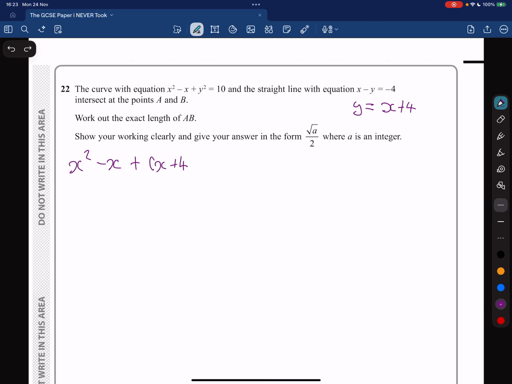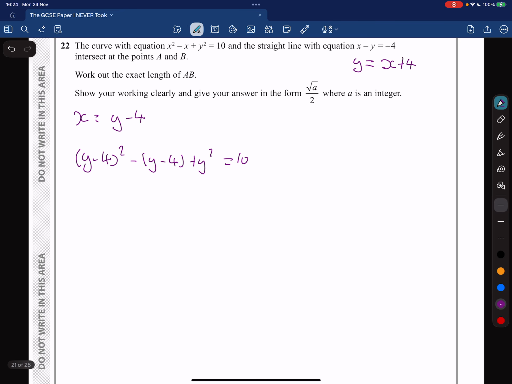Oh, I remember. I think I know why. No, I don't. Because I need to substitute one into the other. Solve for x or for y. Let's say, just for the sake of it, that x is equal to y minus 4. So we've got y minus 4 squared minus y minus 4 squared is equal to 10.